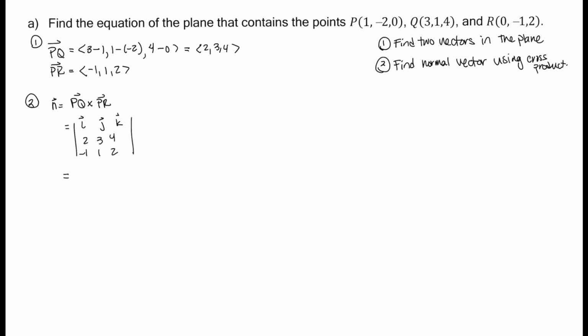And this will work out to be i times 6 minus 4 minus j times 4 plus 4 plus k times 2 plus 3. So you end up with 2i minus 8j plus 5k. So our normal vector is simply 2, negative 8, 5. Now we just want to find the equation of the plane.